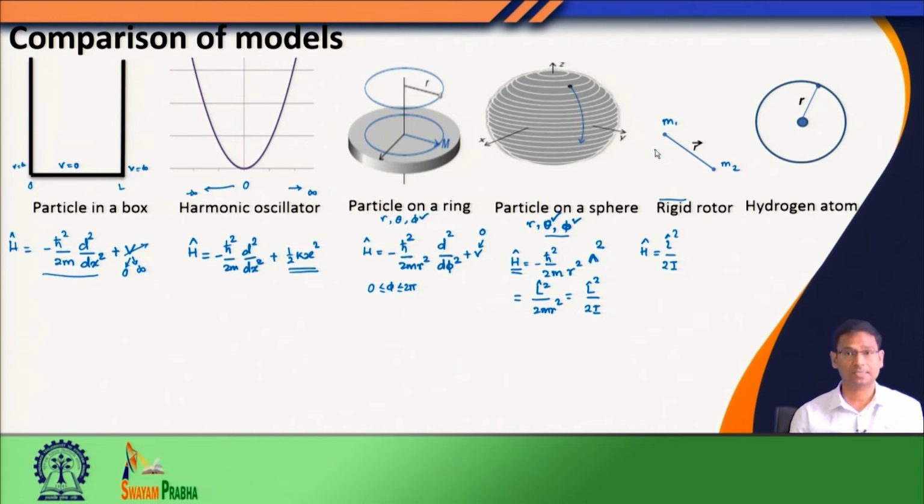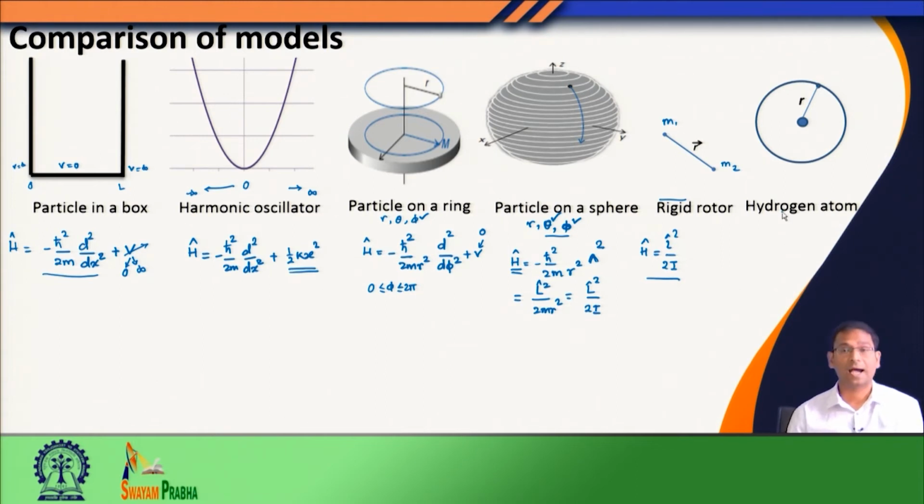Alternatively, we could write this kinetic energy operator in terms of an effective one body problem, where the first one body problem was the translational motion of the center of mass, which is similar to a particle in a box kind of problem. The second problem is the internal motion between the two. So, we separated the internal and the overall translational motion, and we looked at only the internal motion of this system. So, we had this rigid rotor Hamiltonian.